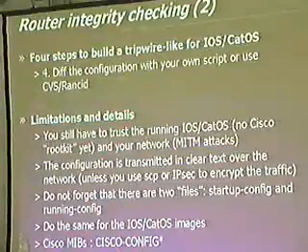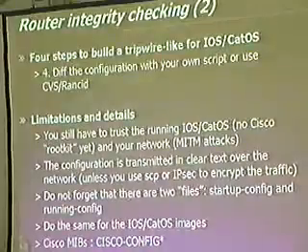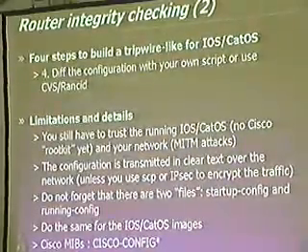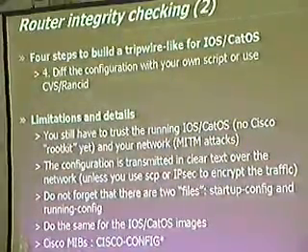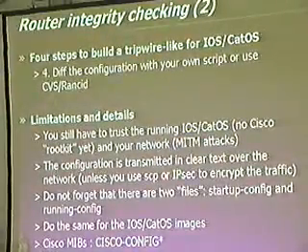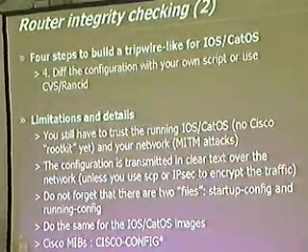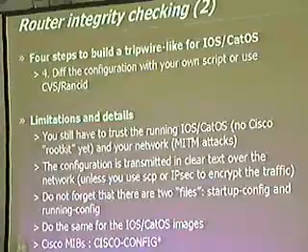You have to trust the running system on the box, like IOS or CatOS. We are just saying that there's no Cisco rootkit yet, but that's going to happen. I'm going to talk a little bit about it later on. And you have to trust the network and this kind of thing. And never forget that you have two files running on the system. One is the startup configuration file and one is the running configuration file. Usually they should be the same.